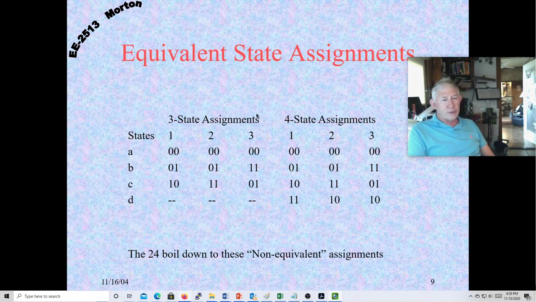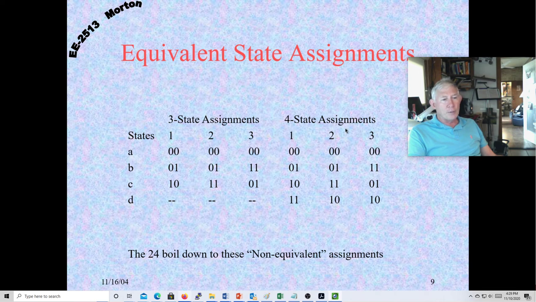So I want to mention something just to file away in your brain. If you're doing a sequential design and you have three states or four states, then you can check out all possible non-equivalent assignments. There are 24 possible assignments, but of the 24, only three really make any difference. And so here are the three non-equivalent assignments. It doesn't matter whether it's exactly the same for three states or four states, except if you do three states, then you have don't cares, which could change the outcome.